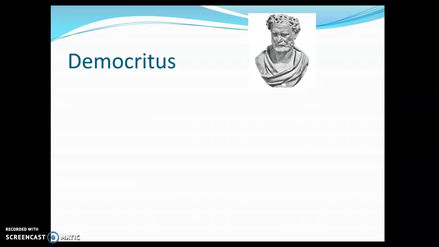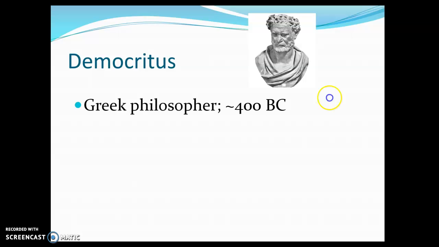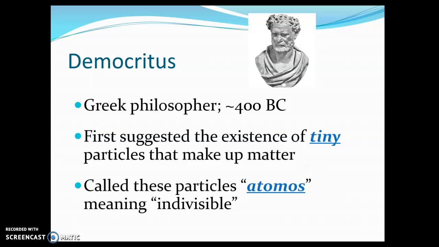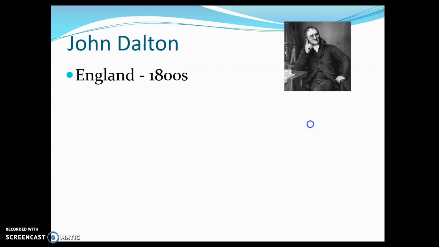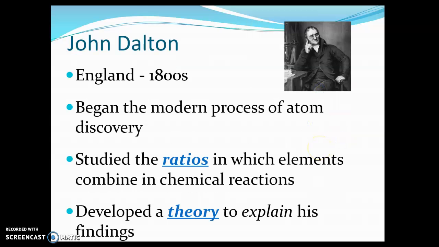Important people. So we started off with you guys doing a little bit of research. So everyone should see a little bit of what they researched in this presentation, or at least in this portion. Didn't have anyone do Democritus because he was 400 BC, and I worried that you guys wouldn't be able to find any information about him. But he first suggested the existence of tiny particles that make up matter, and he called them atomos, which means indivisible. Next, we had Dalton, and he's an English scientist from the 1800s.